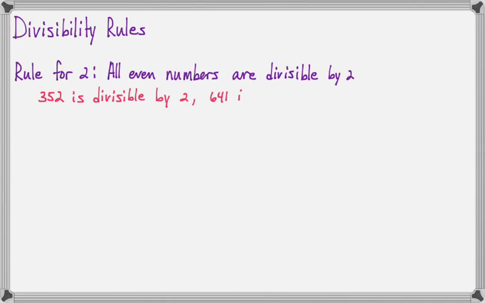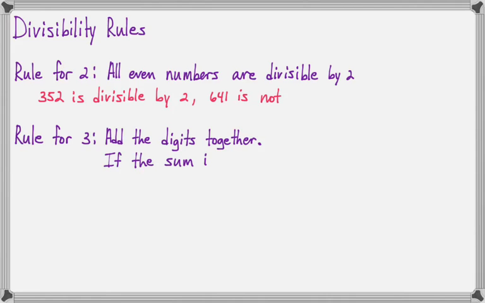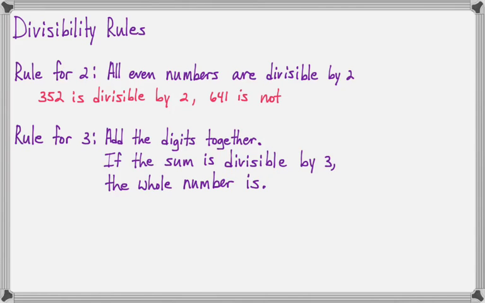For example, 352 can be divided by 2 because it's even. 641 is not divisible by 2. 2 will not go into this number because it's not even. Now the rule for 3 is pretty interesting. If you didn't already know this, I think you're going to like it. The rule for 3 is add all the digits together. If the sum is divisible by 3, then the whole number is divisible by 3.